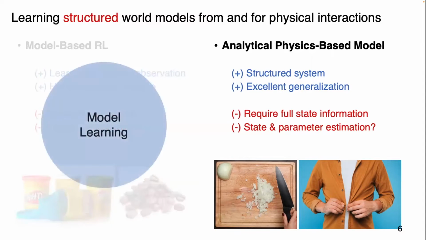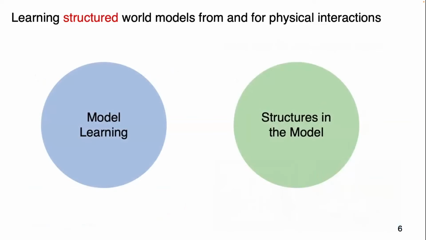The left is model learning, while the right is structures in the model. My research aims to bridge the gap and get the best of both worlds. Then learn models from the robot's interactions with the environments. We want to add structure to the model, then capture the compositional structures of the underlying physical systems. And the agents learn from the interactions and use this learned model to do better physical interactions in the real world.